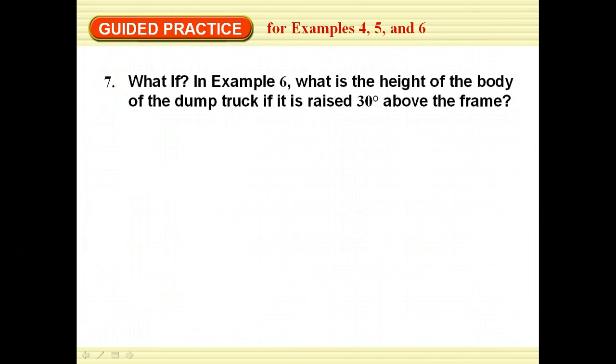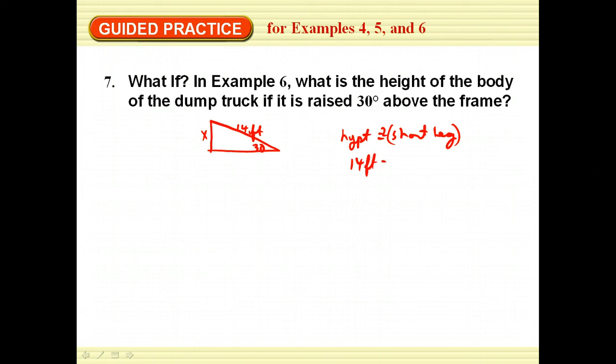What if, in example 14, what is the height of the body of the dump truck if it's raised 30 degrees above the frame? Now let's remember what that looked like. We had a 14-foot bed, and if this is 30 degrees, we're looking for the short side. So the hypotenuse is equal to the short leg times 2. So 14 feet is equal to 2x, so x is 7 feet.